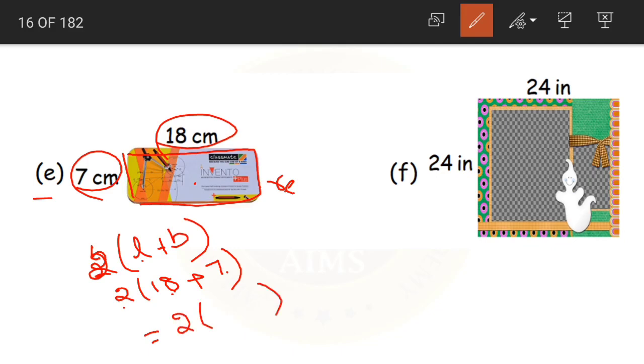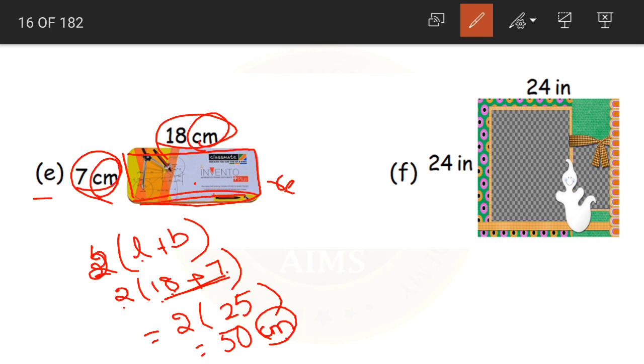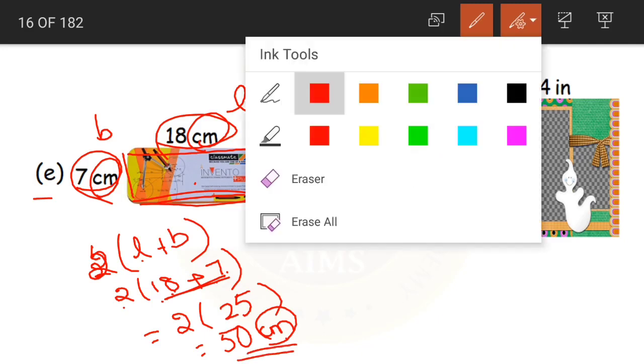As I have said earlier, first solve whatever is inside the bracket. 18 plus 7 is equal to 25. Now 2 into 25 is 50 centimeters. Yes, the lengths are given in centimeters, so the answer is also written in centimeters. So the perimeter of this box with length 18 centimeters and breadth 7 centimeters is 50 centimeters.